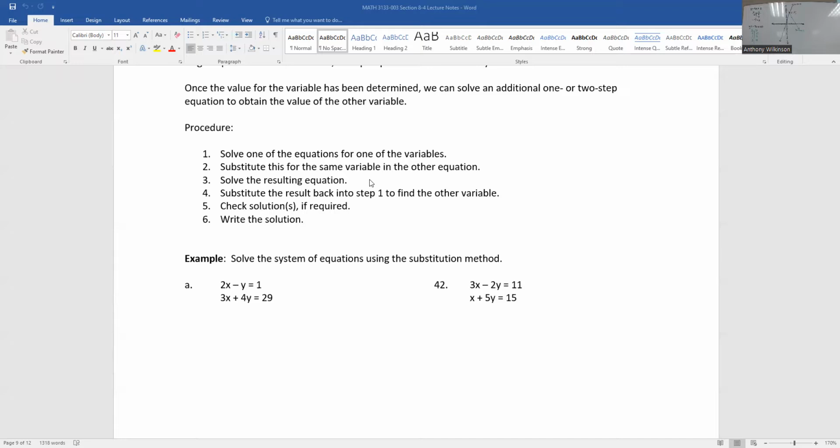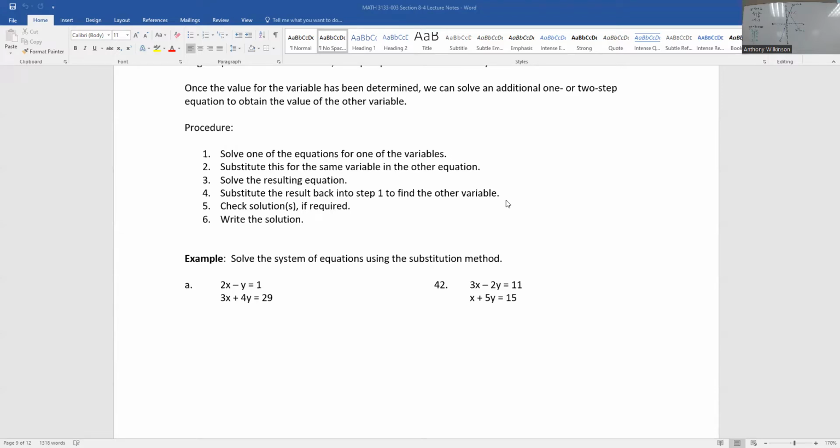And then number 3 is to solve the resulting equation, and then substitute the result back into step 1 to find the other variable. This is where you do the back substitution. And then check your solutions if required, and then finally, you'll write the solution. It will be in the form of an ordered pair, and that ordered pair would be the one that satisfies that system of equations.